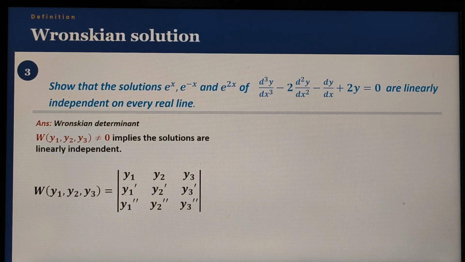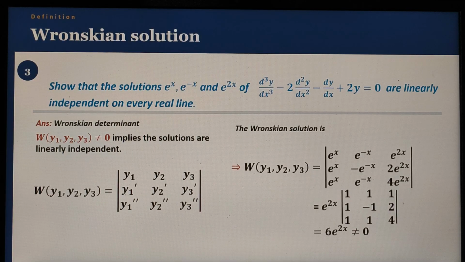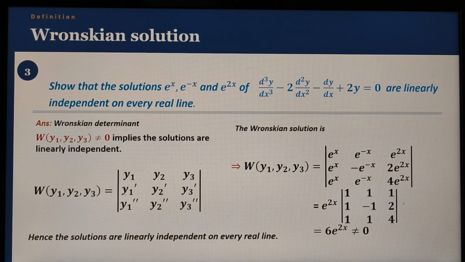The Wronskian determinant for three solutions y1, y2, y3 is given by the determinant with rows y1, y2, y3; y1', y2', y3'; and y1'', y2'', y3''. Using the given y1 = e^x, y2 = e^(−x) and y3 = e^(2x), we get W = 6e^(2x), which is not equal to 0 on every real line. That means the solutions are linearly independent.